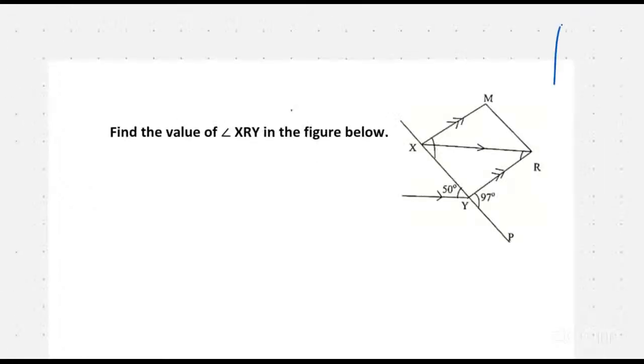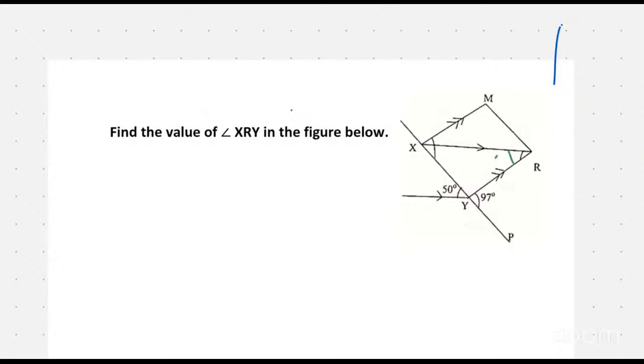All right, so we're back here. This is the next question. We want to find angle XRY. You need to first of all identify that angle XRY. Have you seen angle XRY? Okay, so let's solve this. Angle XRY is this angle here. So that's what we're asked to find.